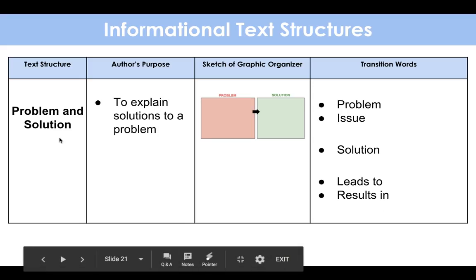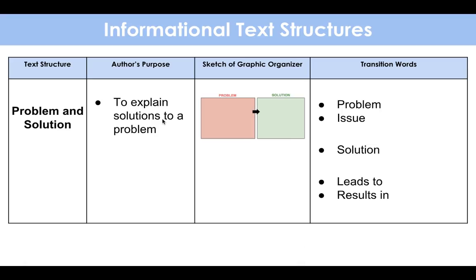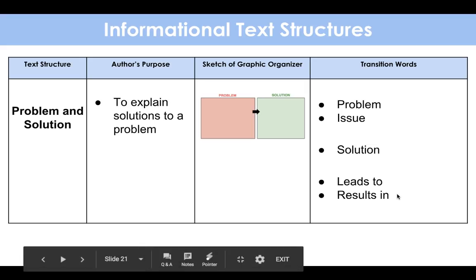Next, we have problem and solution. The author's purpose or goal is to explain solutions to a problem, or how to fix something and make it better. Sometimes your graphic organizer will look like this: problem, and then the solution. Sometimes you might have many solutions, so you'll see problem, solution, solution, solution. Some key words that give you a clue you're reading problem, solution: problem, issue. They're synonyms, they mean the same thing. Solution, leads to or results in.